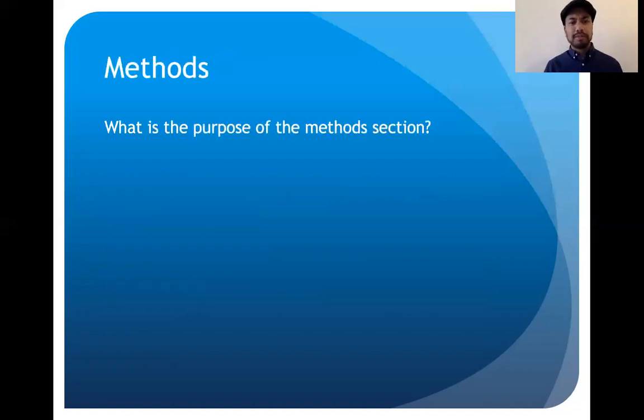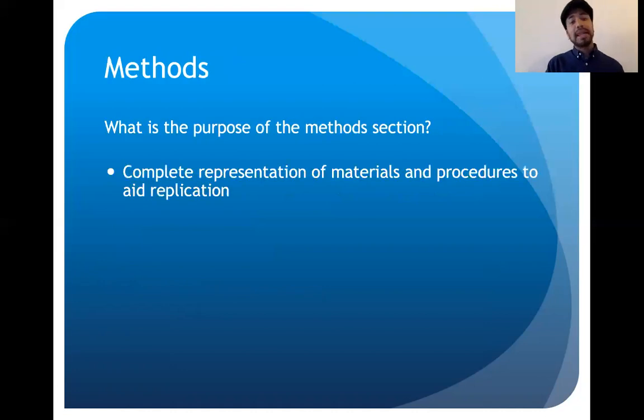Now, what is the purpose of the method section? Well, on the one hand, it's a complete representation of materials and procedures to aid replication, so that other researchers can replicate it. But it's also that the authors are trying to provide you with enough information about the method so that you can assess for yourself whether or not they took the correct approach in trying to answer the research question. Did they take the biases out?